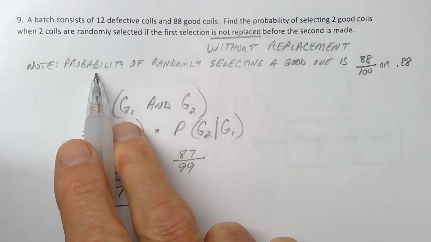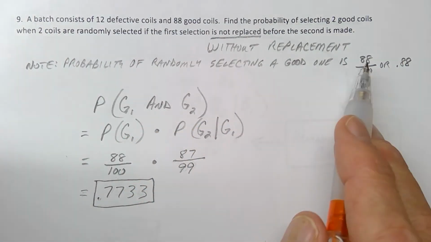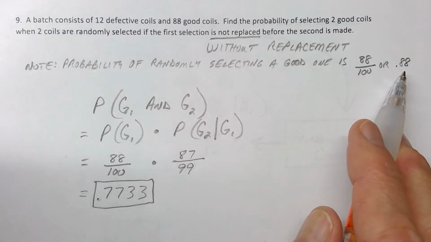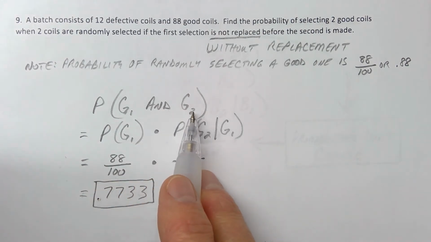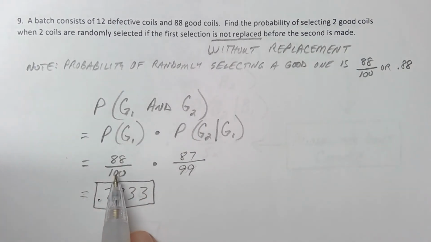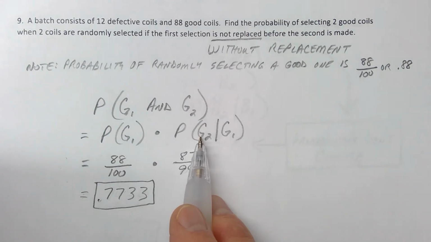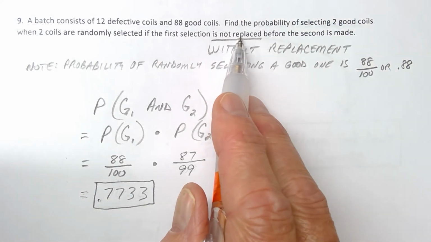All right, let's first of all start with the probability of just reaching in there one time and selecting a good coil. Well, there's 88 out of the 100 coils are good. So I can use 88 out of 100, or I can use 0.88, either one. What's the probability of reaching in and grabbing a good coil, not putting it back, and then grabbing a second good coil? Well, that's the probability of grabbing a good coil, 88 out of 100. There's 88 good coils out of 100 in the box, times, okay, now what's the probability of reaching in there a second time and grabbing a good coil, assuming that I got a good coil on the first draw and did not replace it?